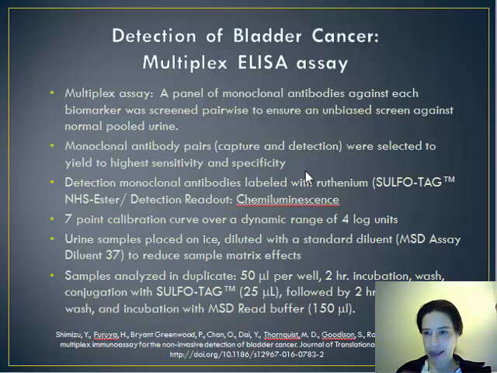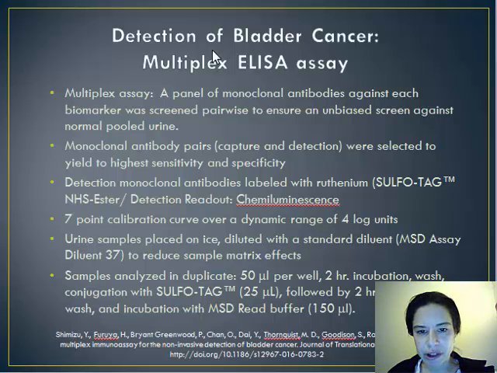So with the actual assay itself, what they did was they took all of these individual monoclonal antibodies from that prior table that I showed you. And they wanted to make sure that there weren't going to be any negative interactions or suppression or enhancement of signal or anything like that. So they had to do an initial screen before doing the actual experiment to ensure that you would get an unbiased result when they actually looked at the study.